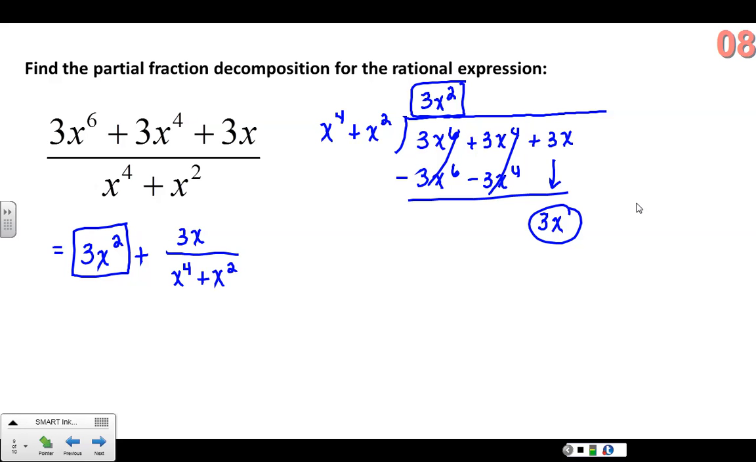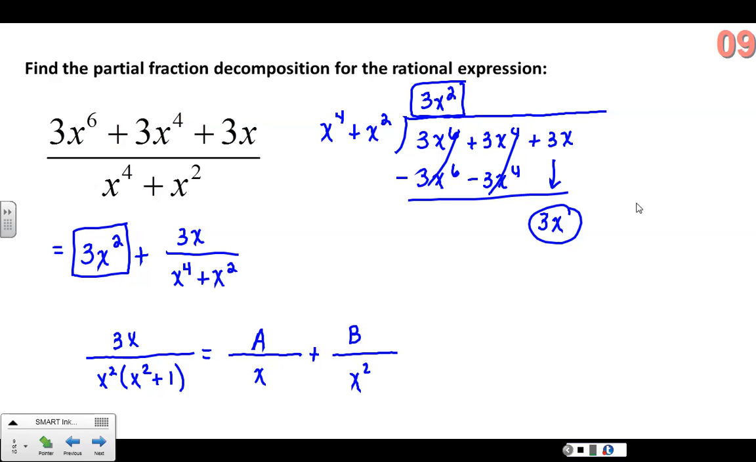The only part we're going to have to work with now is the 3x over the x to the 4th plus x squared. So let's try to simplify that down a little bit. I could factor out an x squared, and I'll be left with x squared plus 1. So my partial fraction decomposition, for the x squared, we would have to have an A over an x, and then since it's x squared, B over x squared. And since we have the quadratic factor x squared plus 1, we'll have to have a linear combination Cx plus D over the x squared plus 1.